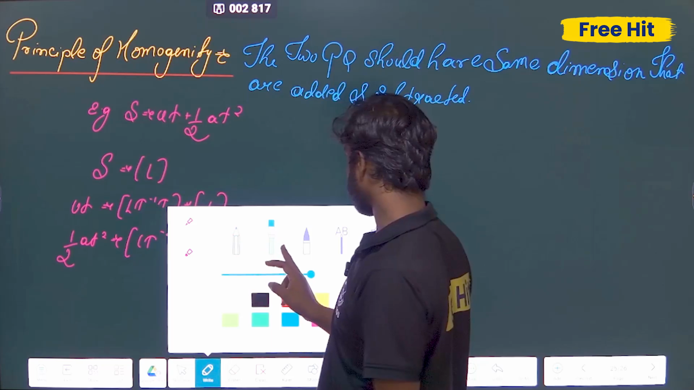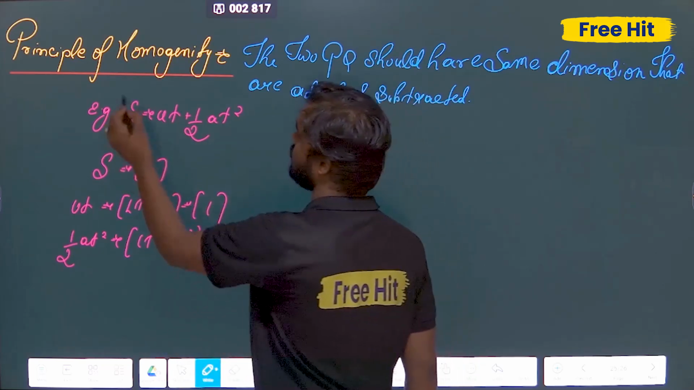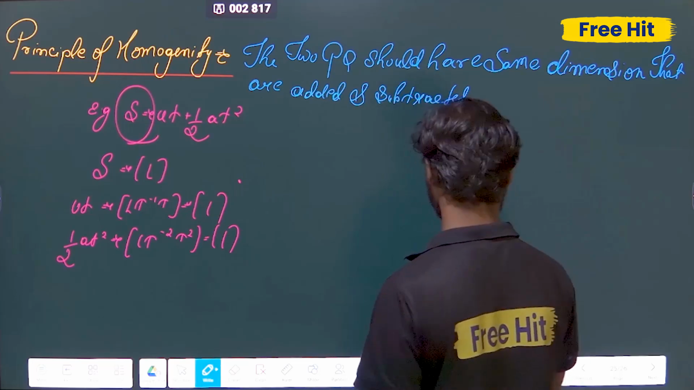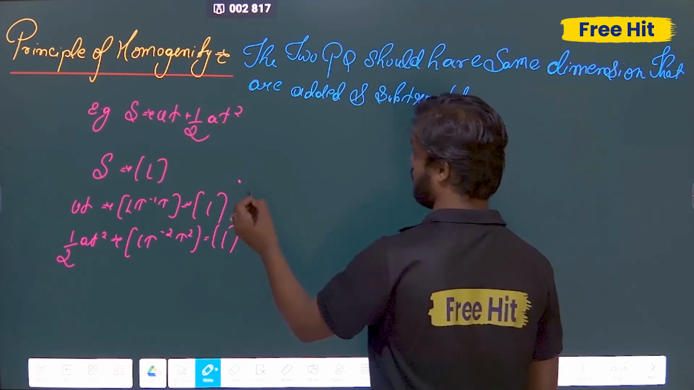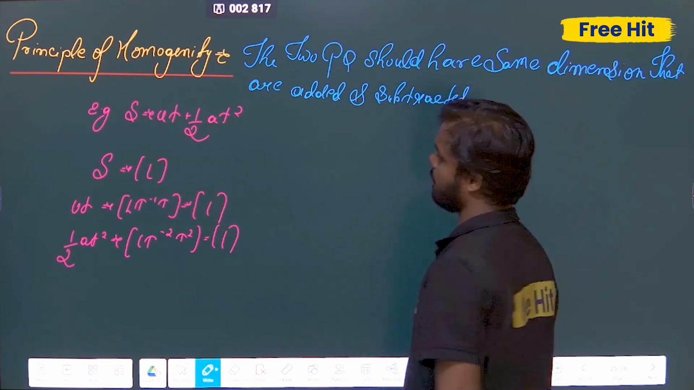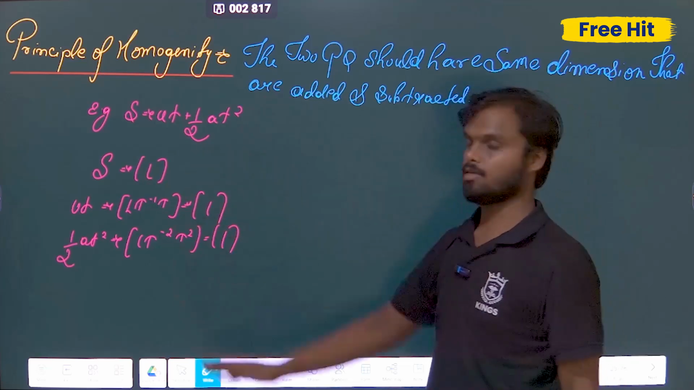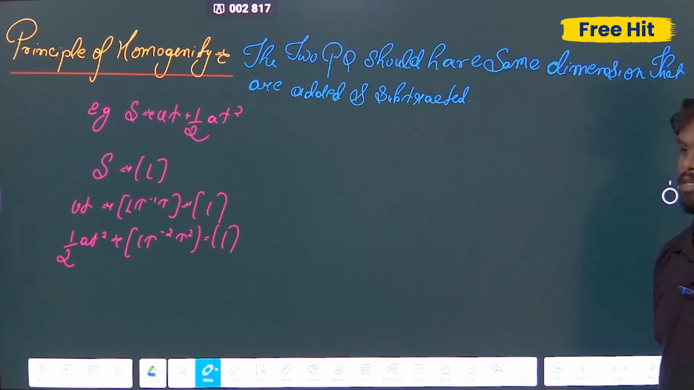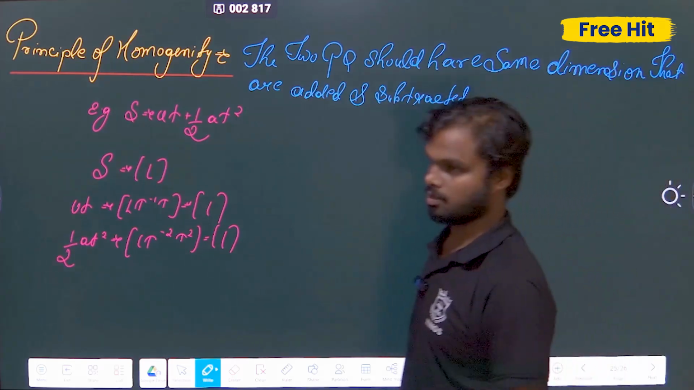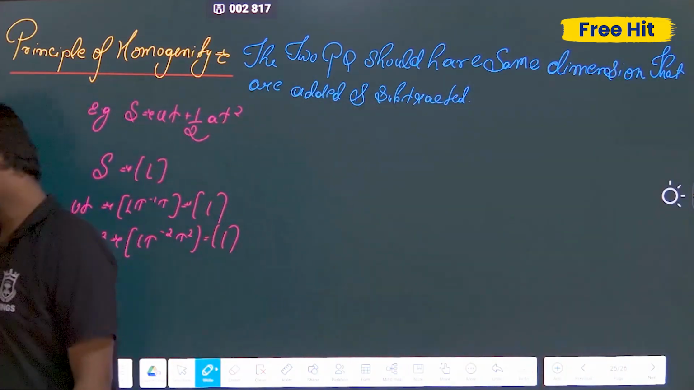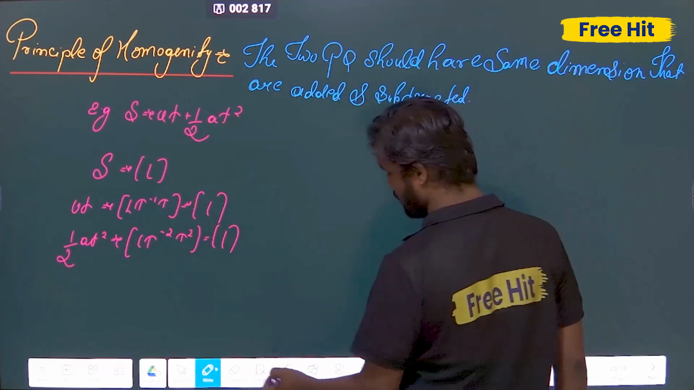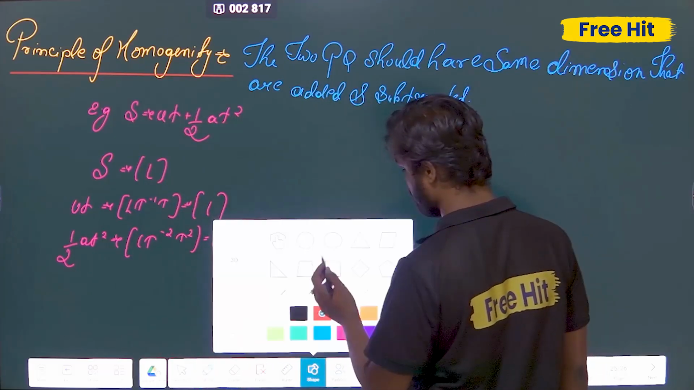So you can see properly, the dimension of this and the dimension of this are all equal. So that is what it is saying: we can add and subtract two physical quantities only when they have the same dimension. That is the first property. So let's take one example, then you will understand properly.